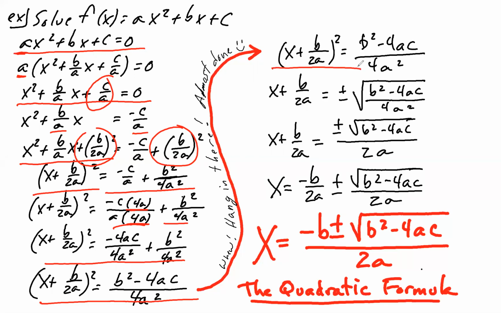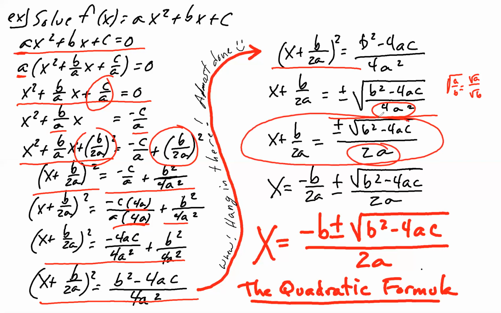We factor that, b squared minus 4ac over 4a squared, and take the square root of each side. Here's us taking the square root. Notice the square root of a over b is the square root of a over the square root of b, and the square root of 4a squared is 2a. So I get x plus b over 2a is plus or minus the square root of b squared minus 4ac, all divided by 2a. Bring this over so we isolate x all by itself, minus b over 2a plus or minus, etc.